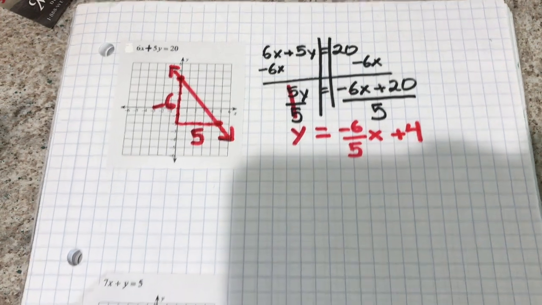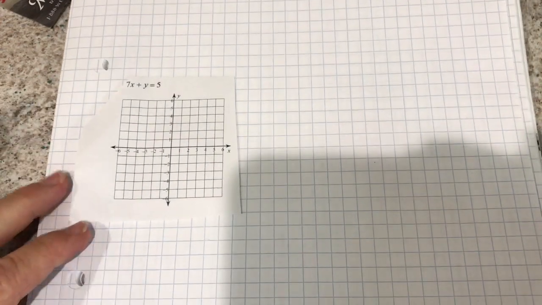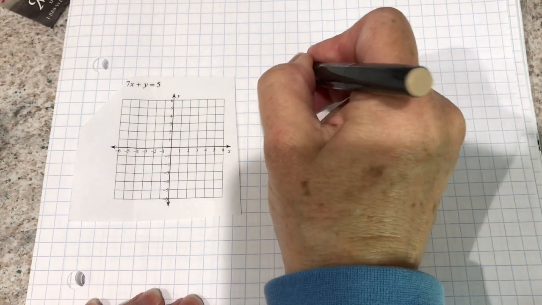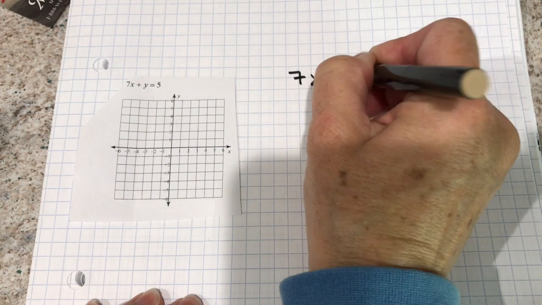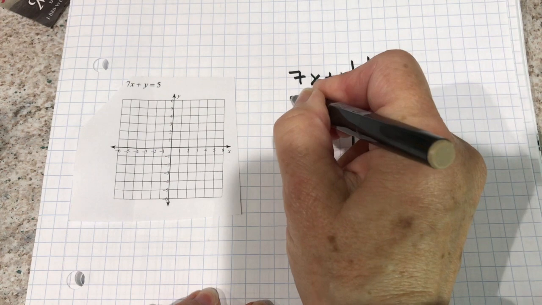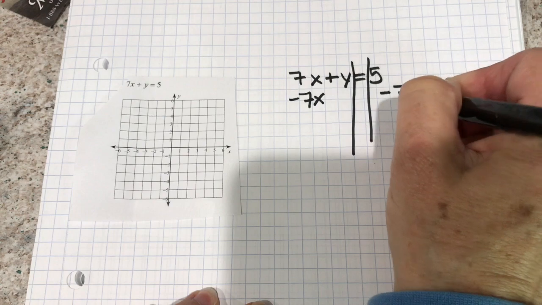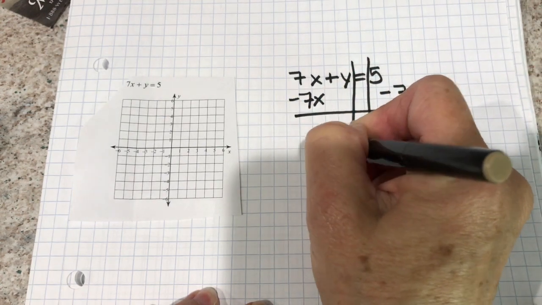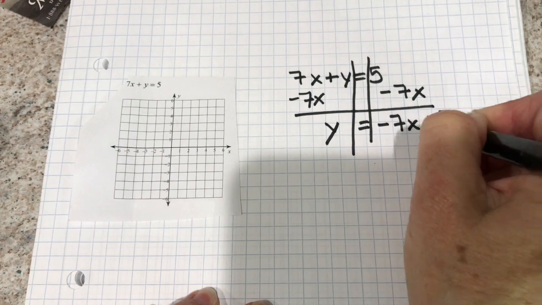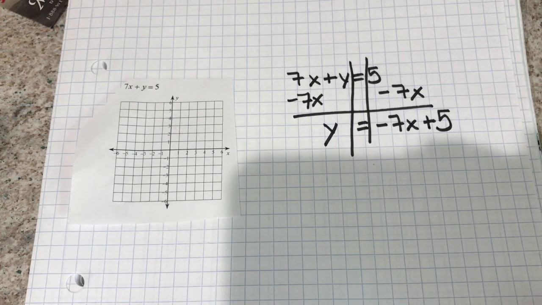Let's look at another example. Here's another equation, but again, it's not in slope-intercept form yet. So let's go ahead and rewrite it. 7x plus y equals 5. I'm going to subtract 7x from each side, leaving the y by itself. So now I have y equals negative 7x plus 5. Since there's only one y, we're ready to graph.